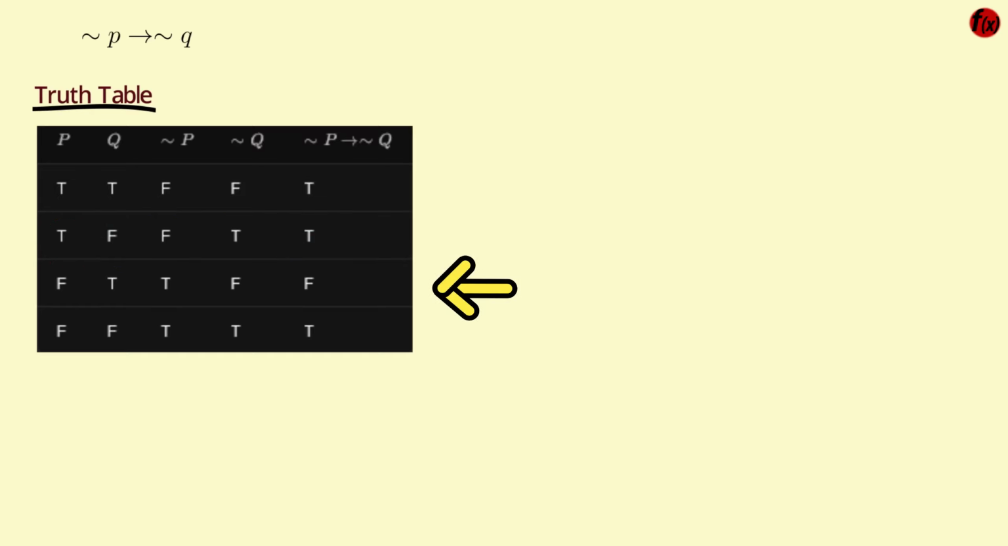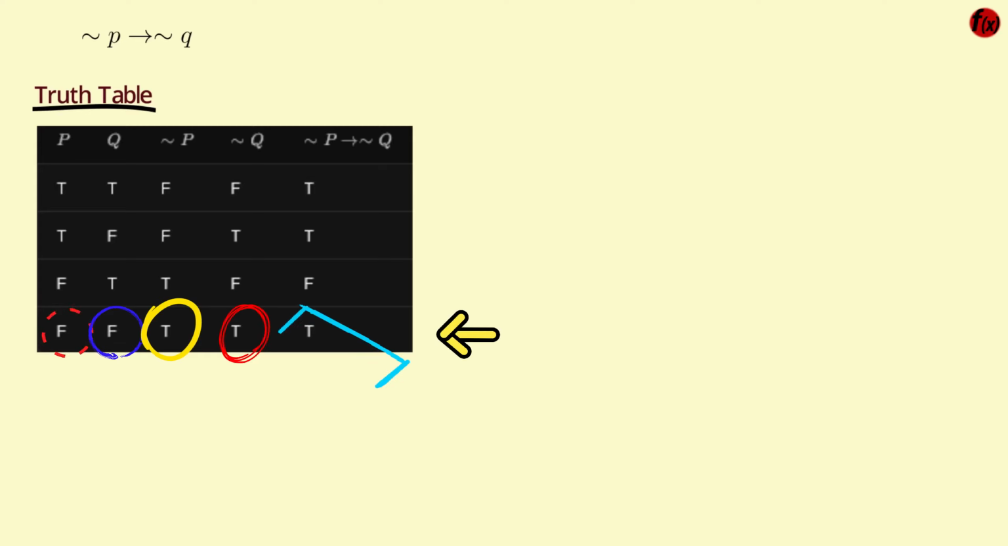Row 3. P is false. Q is true. Then not P is true. Not Q is false. Implication is false. Row 4. P is false. Q is false. Then not P is true. Not Q is true. Implication is true.